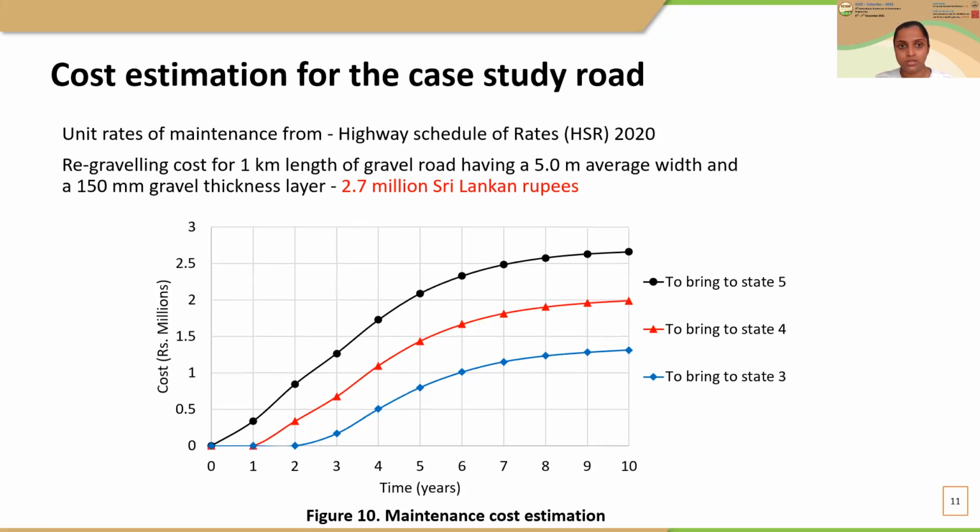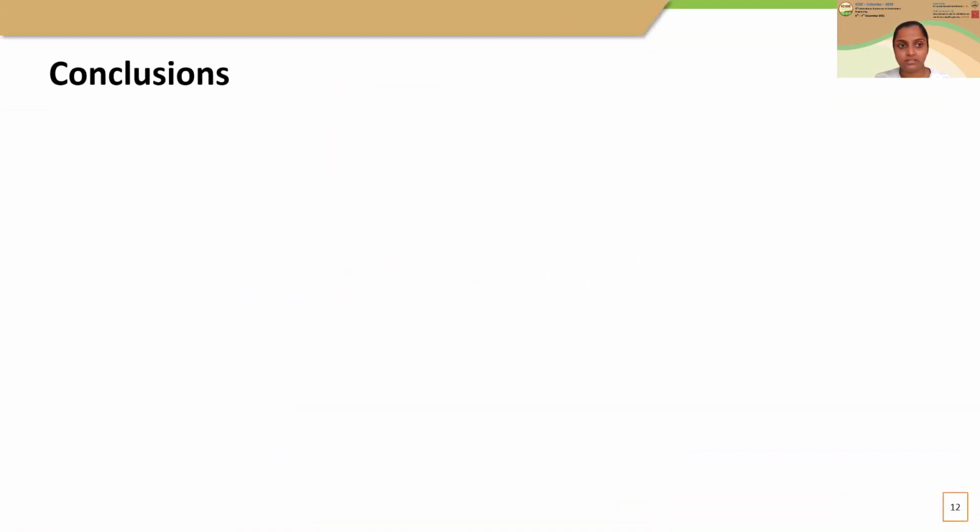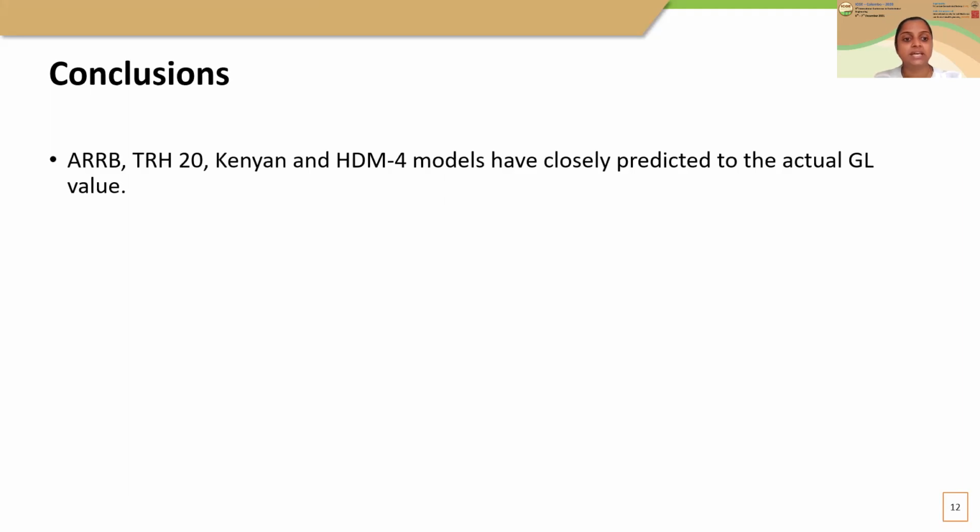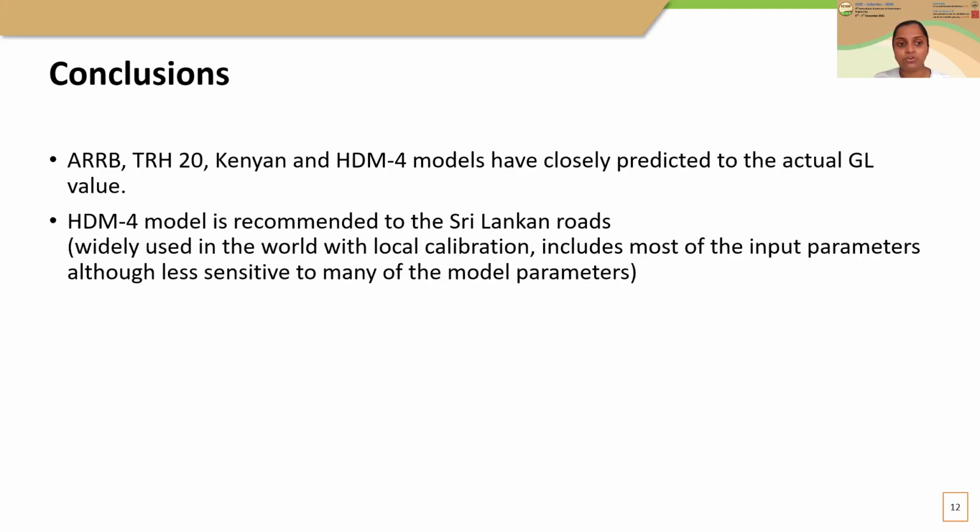Based on these studies, several conclusions are made. First one is ARRB, TRH20, J.A.N.N and HDM models have closely predicted the actual gravel loss value. Among these 4 models, the HDM4 model is recommended for Sri Lanka based on several reasons. One is it is widely used in the world with local calibration, and also it includes many input parameters, although they are less sensitive than the other model equations. So the applicability of the HDM model is very high to different environmental conditions and operating conditions.